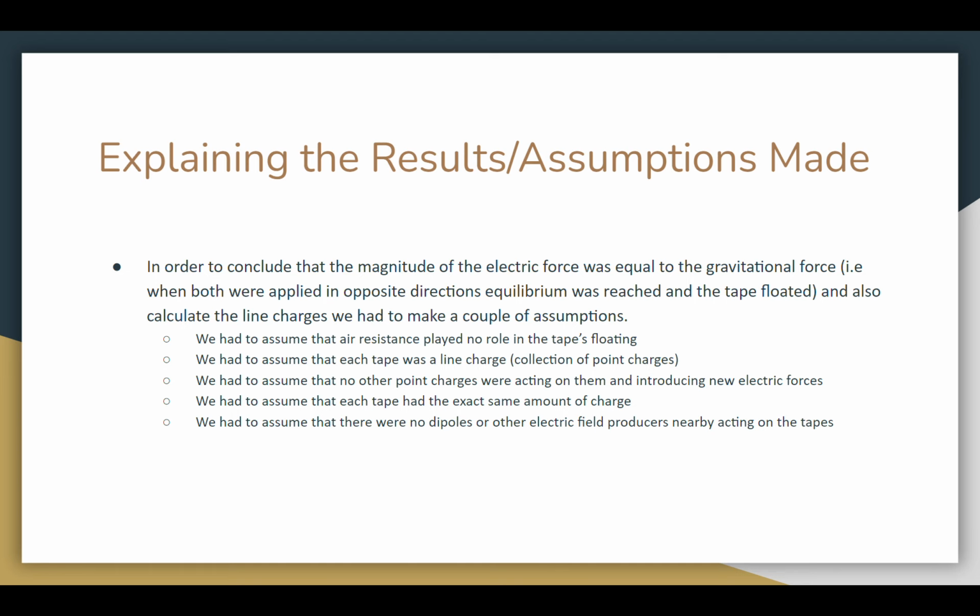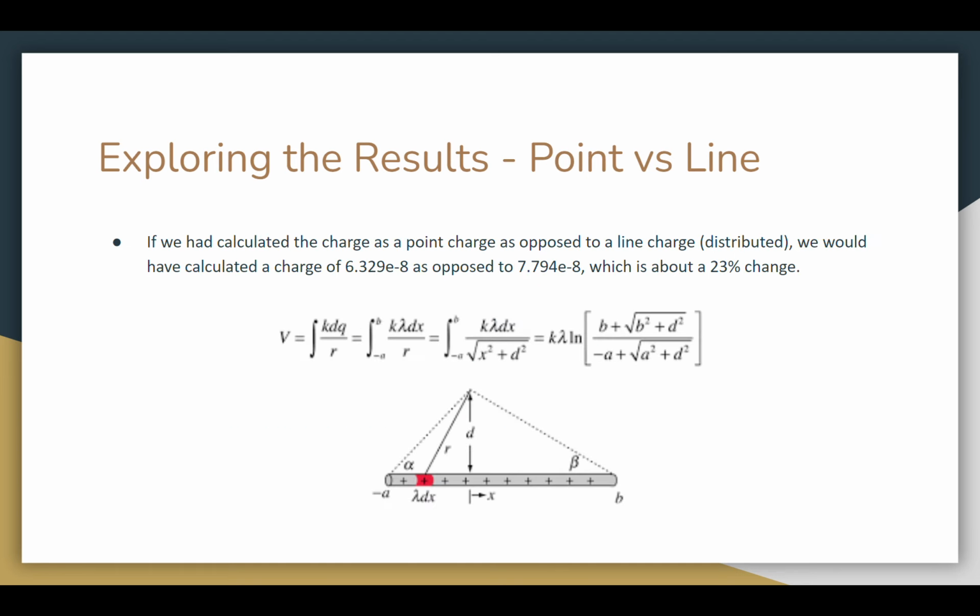So exploring the results, if we had calculated the charge as a point charge as opposed to a line charge, we would have calculated a charge of about 6.33 times 10 to the negative 8 as opposed to 7.79 times 10 to the negative 8, which is a 23% change. And on the bottom, you can see the purpose of a line charge, it's distributed across the whole tape. So you can see the mathematical model is different, and we see that the values are different as well.